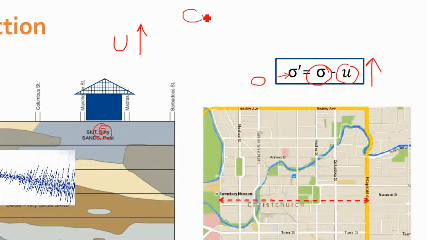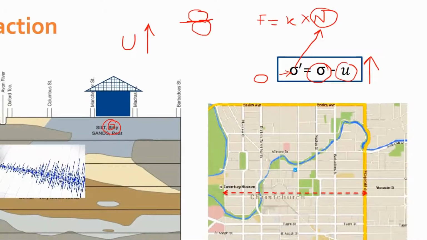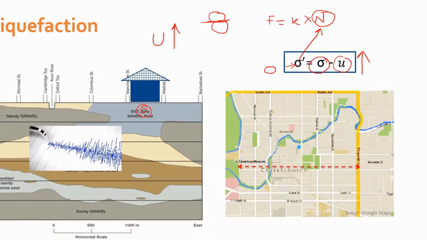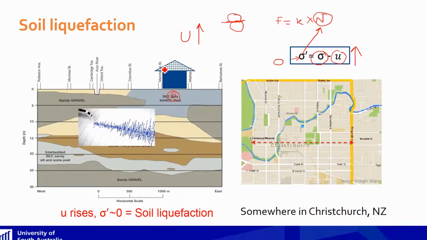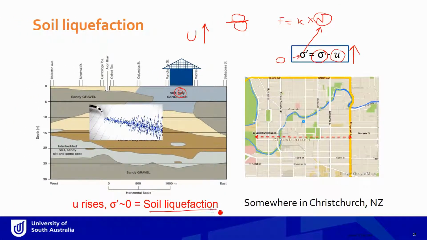What is happening to the interparticle contact force between, say, these two particles? F was equal to K times N. So if the force N becomes 0, which is basically sigma prime in this case, there is no friction force between the two particles. And if there is no friction, that means the soil has no strength. The soil is now behaving like a frictionless material, that is, a fluid or liquid. And that's where the term soil liquefaction comes from. And that's exactly what happened in Christchurch.